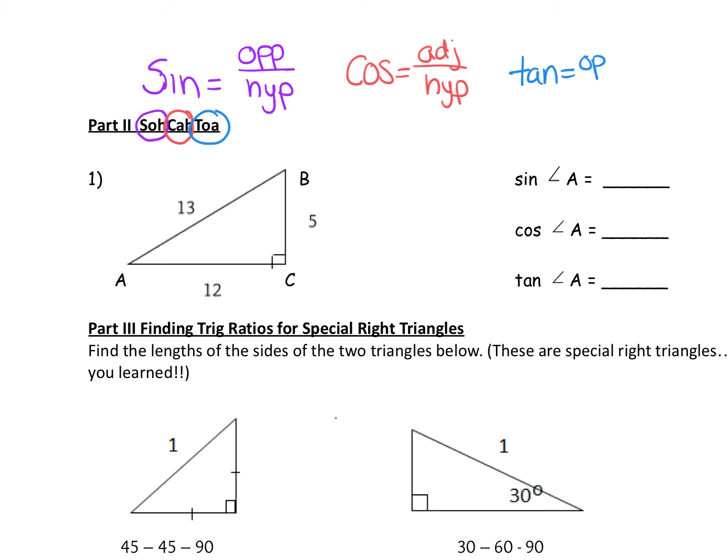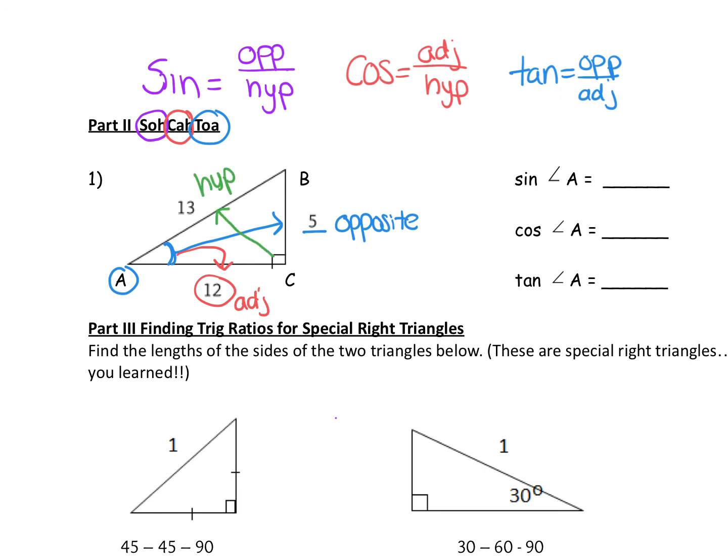So what does all that mean? Those are all relationships to the side. If we're talking about angle A, which is right here, my side across from angle A, the 5, would be my opposite side. My side adjacent to A is 12. And then my hypotenuse is always across from my right angle, and it's also always my longest side.